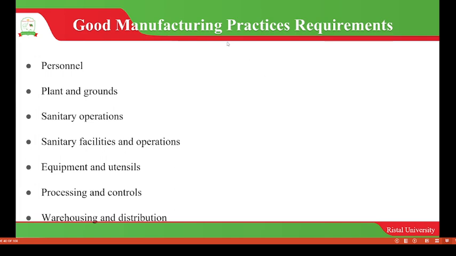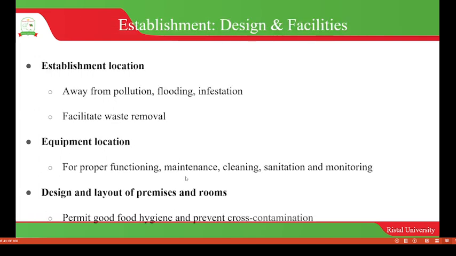The good manufacturing practices requirements cover the following areas. We have personnel, plant and grounds, sanitary operations, sanitary facilities and operations, equipment and utensils, processing and controls, warehousing and distribution, among others. We are going to look at establishment as being one of the good manufacturing practices requirements. And under this, we are going to basically look at the design and the facilities of the establishment.